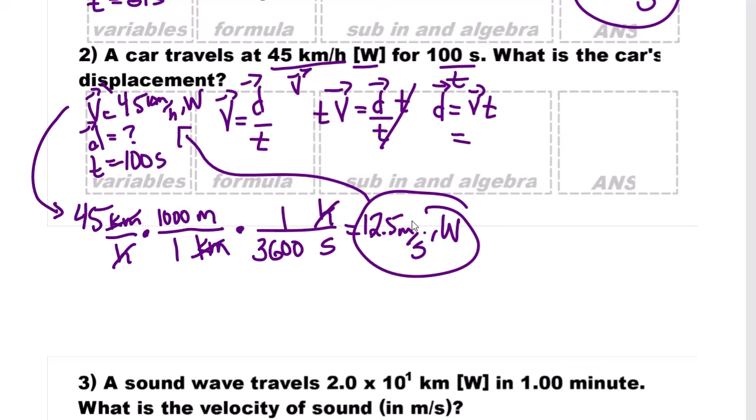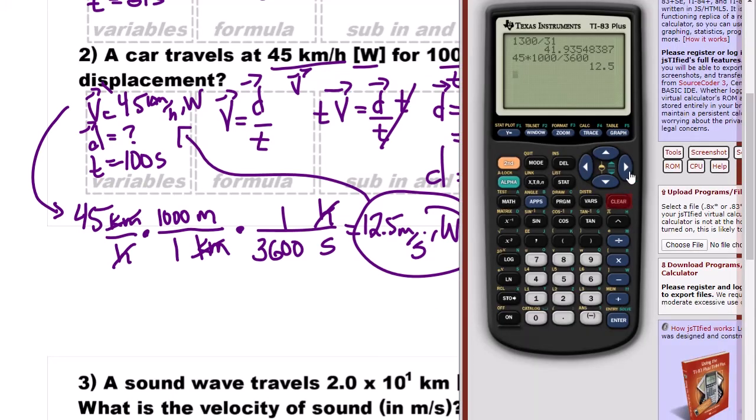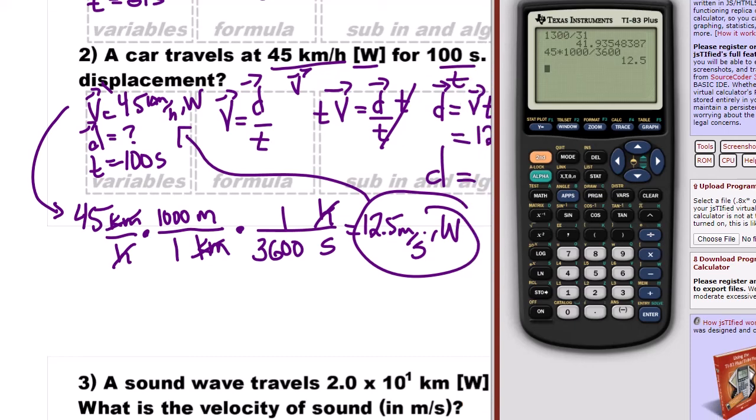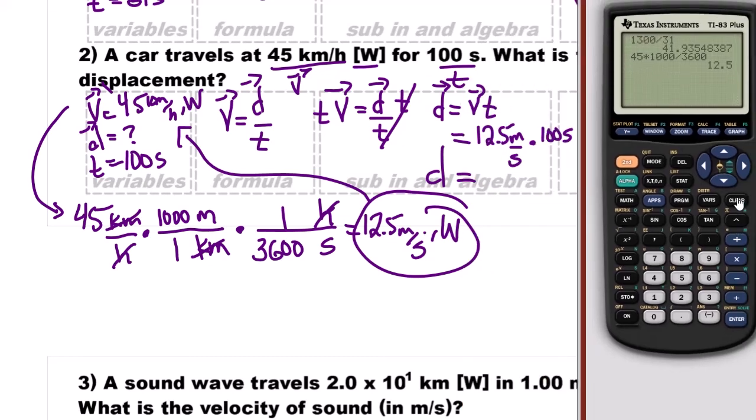And I have both of those numbers. I'm going to remember to use the meters per second velocity, 12.5 meters per second, times my time of 100 seconds. I can multiply those two values together. Let's scooch this over a little bit. So 12.5 times 100 gives me 1,250.